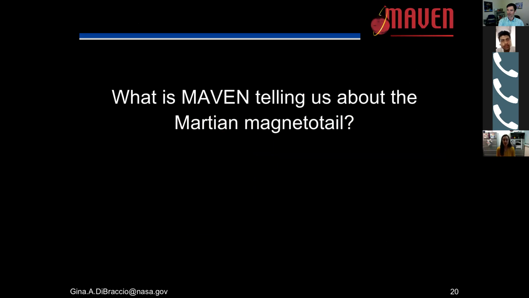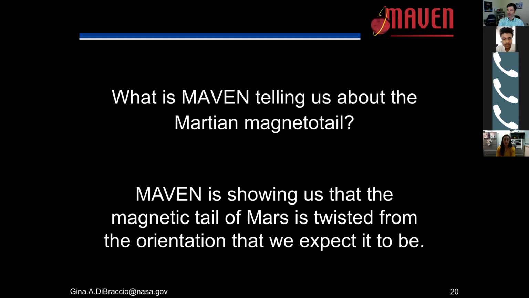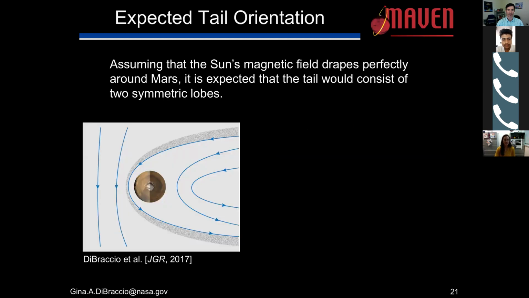Okay, so then the question is, what is MAVEN telling us about the Martian magnetotail? So the short answer to that question is MAVEN is showing us that the magnetic tail of Mars is twisted from the orientation that we expect it to be. And now I'll convince you why that actually is.